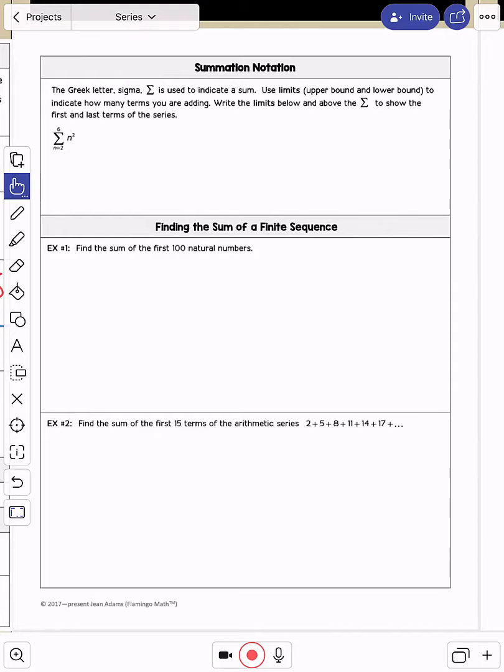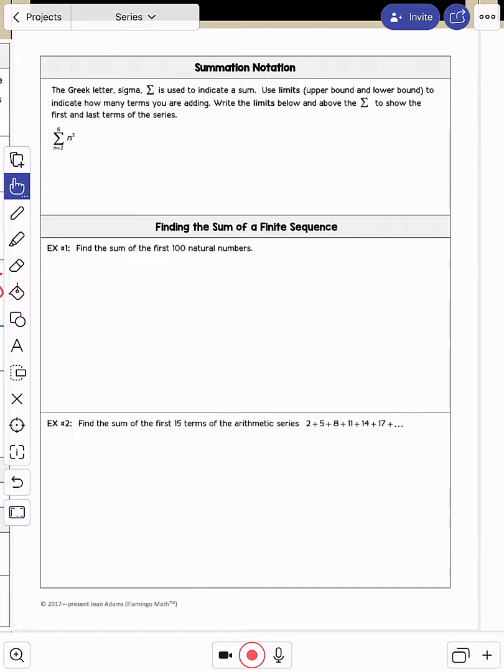Let's see what we have here. It says the Greek letter sigma, or this big sum sign, indicates the sum. We use the limits, the upper and lower bounds, to indicate how many terms you're adding up. And we always write the limits above and below the sigma sign to show the terms.